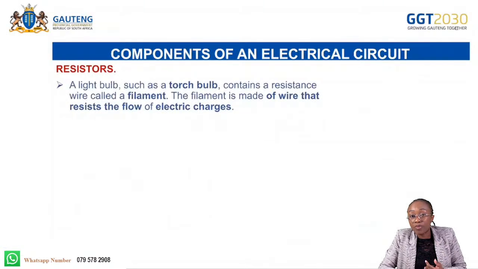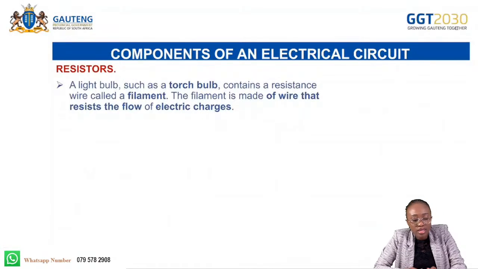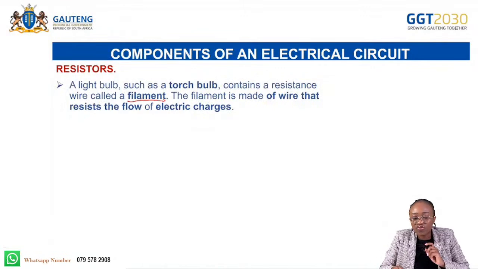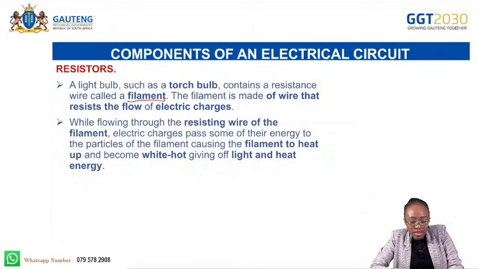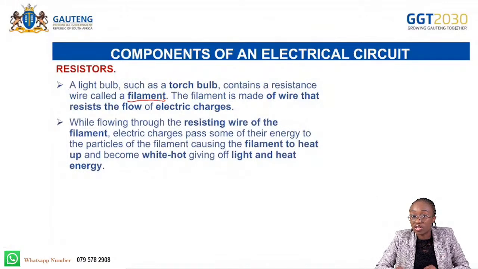A light bulb, or rather a torch bulb, has some resistance. There is a small wire that we call a filament. It is very, very thin. The filament wire is the one that resists the movement of electric charges. Remember we said charges flow from the cell through the conducting wires and to the bulb.